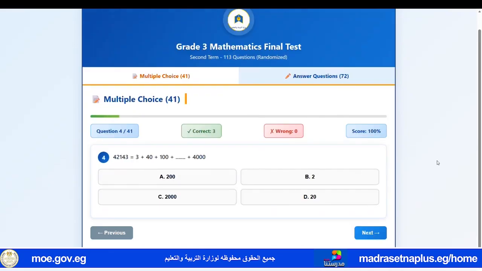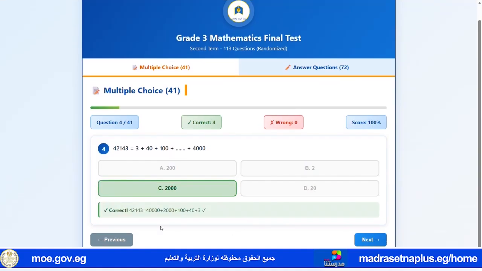Let's go to the next one. This is called expanded form of a standard form. 42,143 is called the standard form of a number, while 3 and 40 and 100 and 2,000 and 40,000. Okay, 40,000. So this number is 40,000. This is called expanded form. This is the right answer. We missed 2,000. Yes, we missed 2,000. So the right answer is 40,000 plus 2,000 plus 100 plus 40 plus 3.